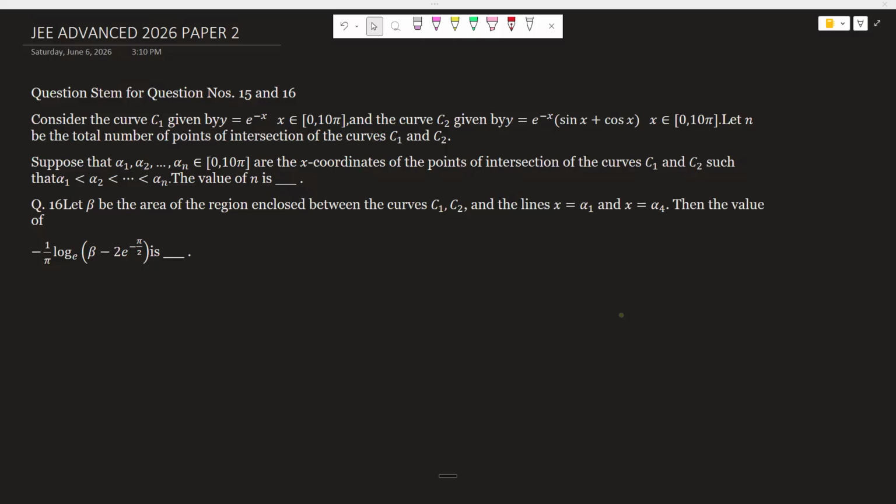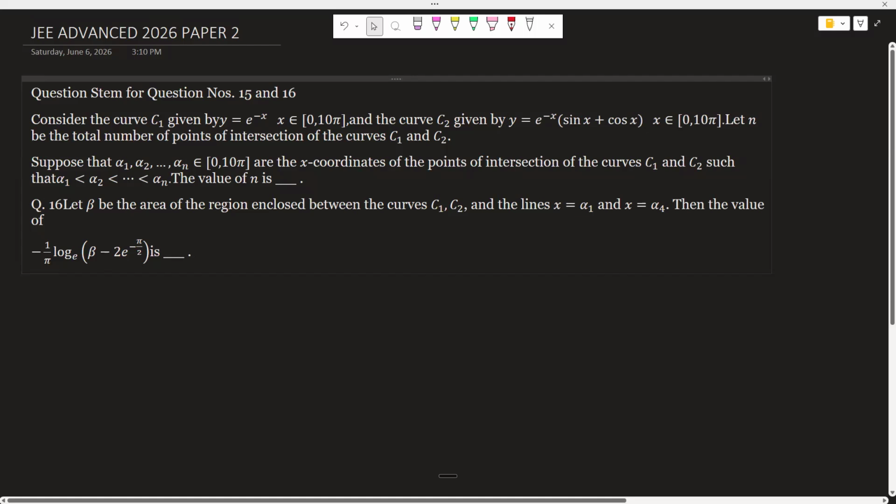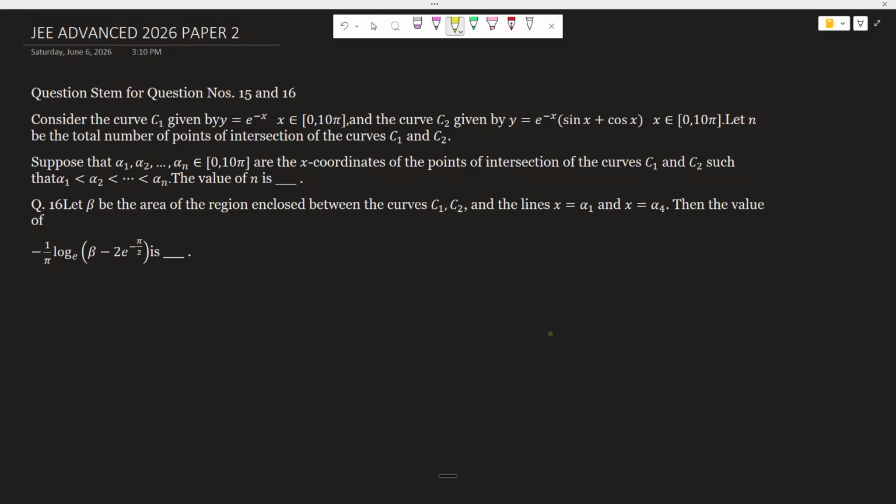Hi, good morning. Take a look at the present question, which is asked in JEE Advanced 2026, paper 2. So this is the question stem for question numbers 15 and 16. This is question number 16 and this is question number 15. What is the value of n?